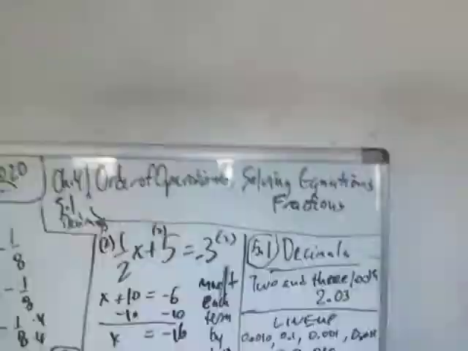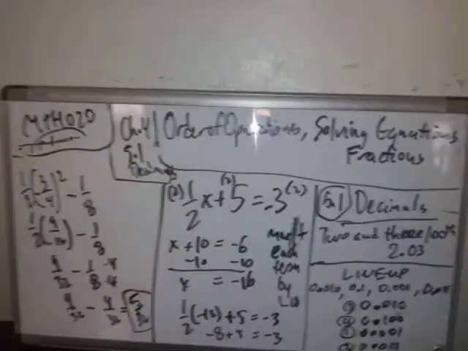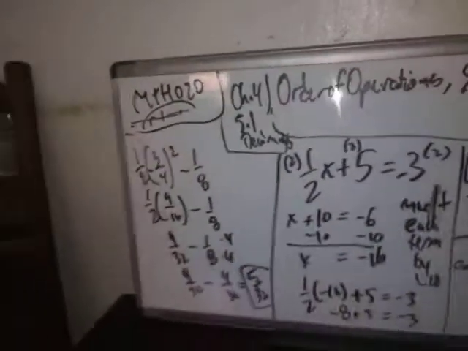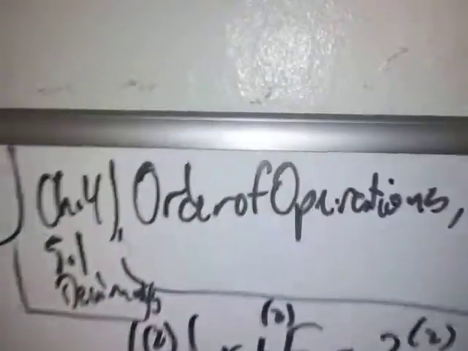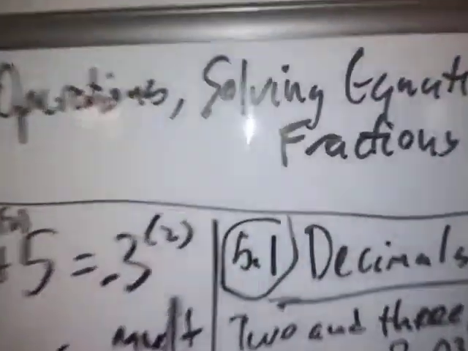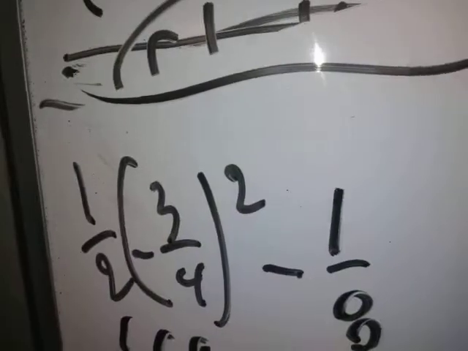Welcome to the last snippet of the chapter, of the section for real, of the class Math 020. Until further notice, this is the end of chapter 4 and 5.1. This is the last snippet, and we're talking about order of operations, solving equations, fractions, and a little bit about decimals. First of all, we're going to talk about this problem.